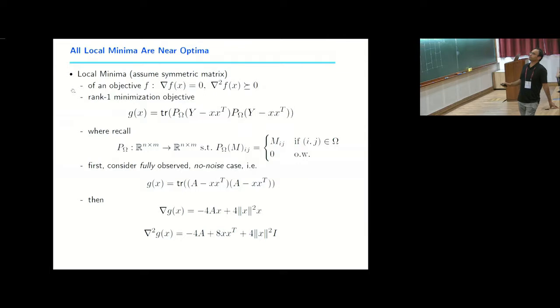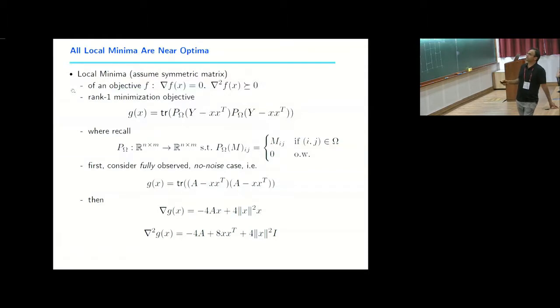How do we define a local minimum? We define a local minimum of a function f as a zero-gradient point where your second order term is, let's say, positive definite. So you have a curvature like this, at least locally.